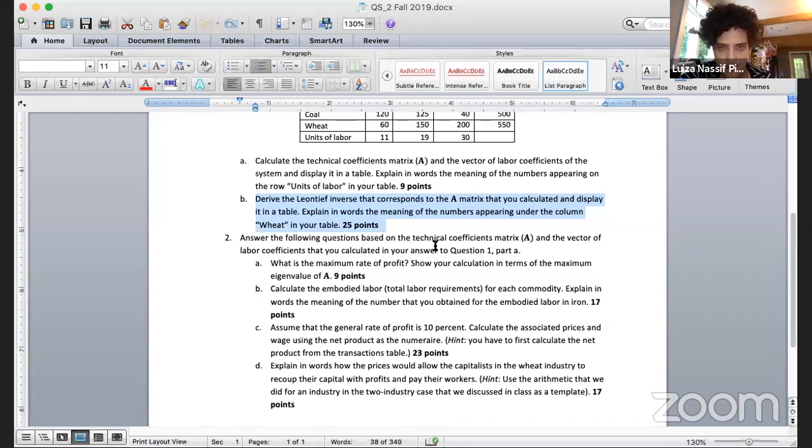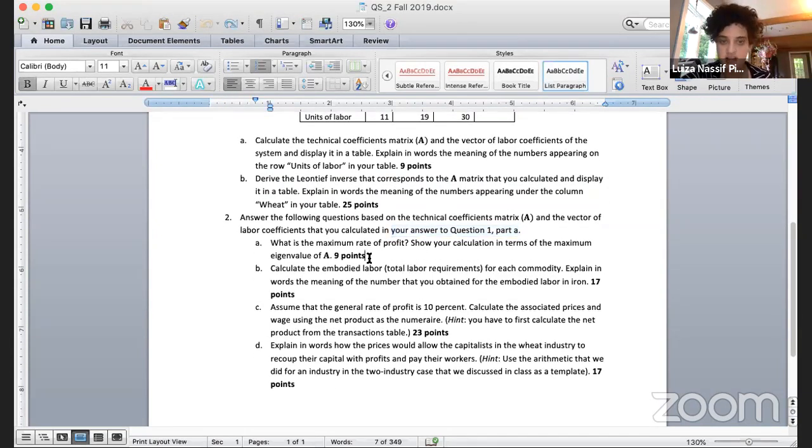Question 2: answer the following questions based on the technical coefficients matrix A, which we already have, and the vector of labor coefficients that you calculated in your answer to question 1, which we also have, but so far we kind of took it out. So the first thing I'm going to do is create a vector out of that last line of the coefficients table, which is the labor coefficients part of that table. The first question is, what is the maximum rate of profit? Show your calculations in terms of the maximum eigenvalue of A.